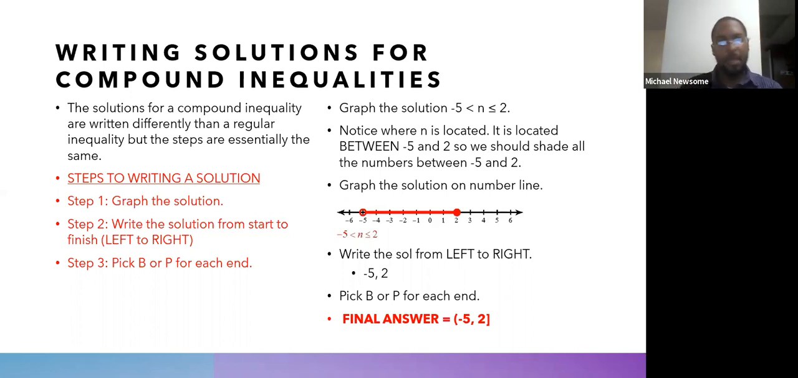So if I was to ask you where is n located, the simplest answer would be n is located in between -5 and 2. So what we're going to do is shade in between -5 and 2. Everything between -5 and 2 will get shaded, like so. All right. Then I'm going to pick open circles and closed circles. So this is going to warrant an open circle. This is going to warrant a closed circle, just like so.